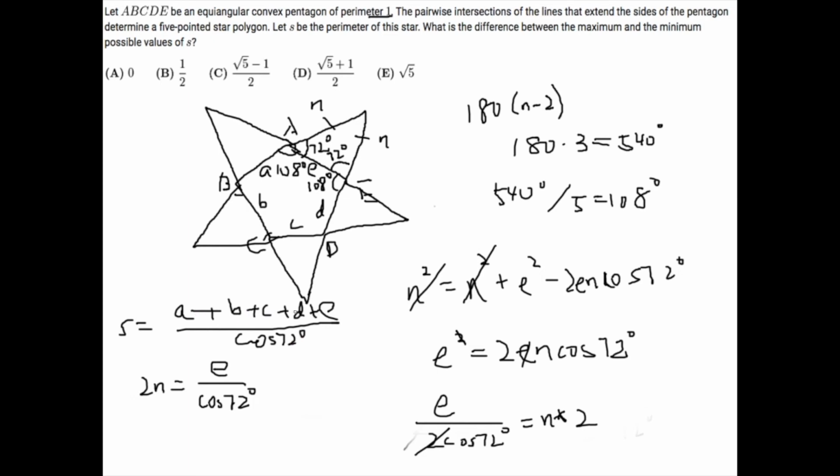Since a plus b plus c plus d plus e is just the perimeter of the initial pentagon, which has perimeter 1, this entire value is just 1. So basically we know that S is equal to 1 over cosine 72 degrees, which is also secant 72 degrees. And this means that there's no variation between the maximum and minimum value of S, because no matter what you put as A and what you put as B and what you put as C up to E, they're always going to add up to 1. So your answer is A.